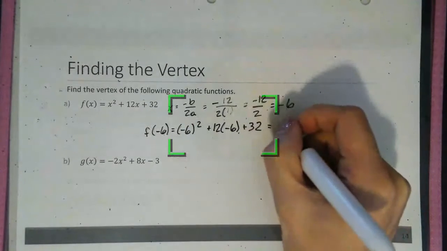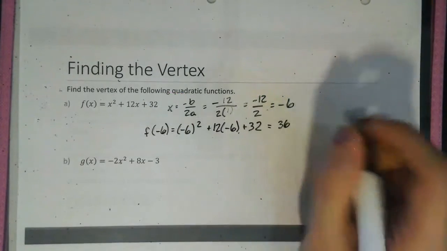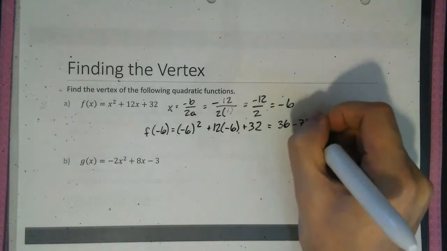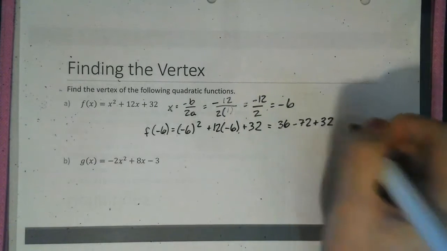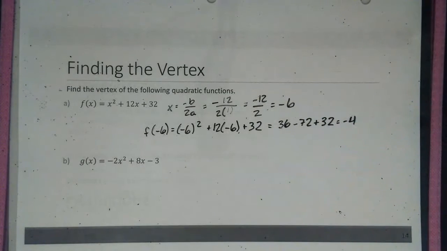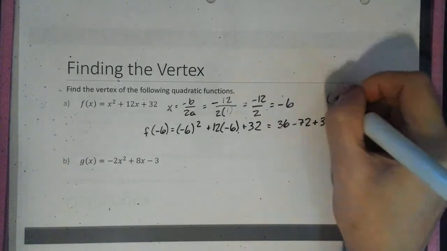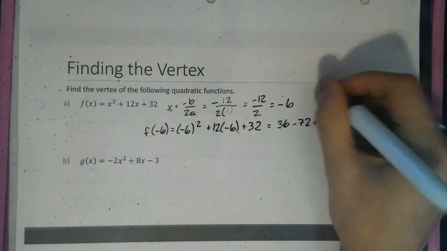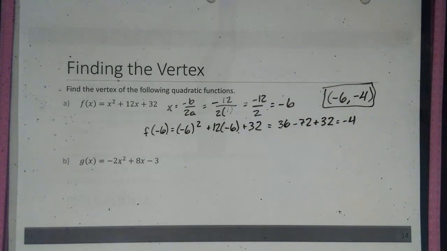Negative 6 squared is 36. 12 times negative 6 is a negative 72. And we have a plus 32, and that gives me a negative 4. So the x value of my vertex is negative 6. The y value is negative 4. My vertex is at negative 6, negative 4.